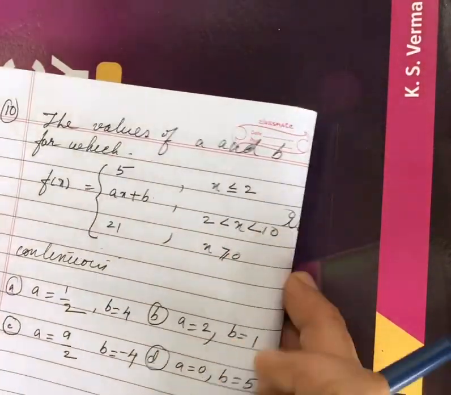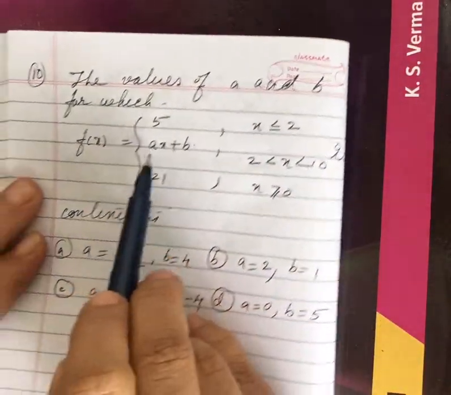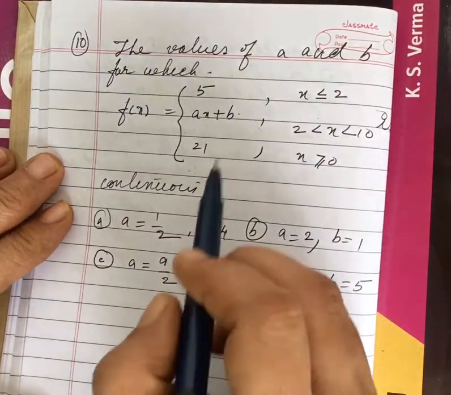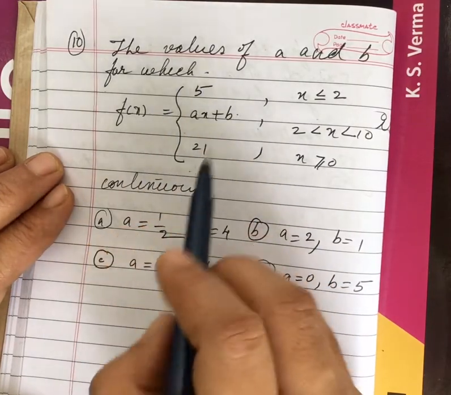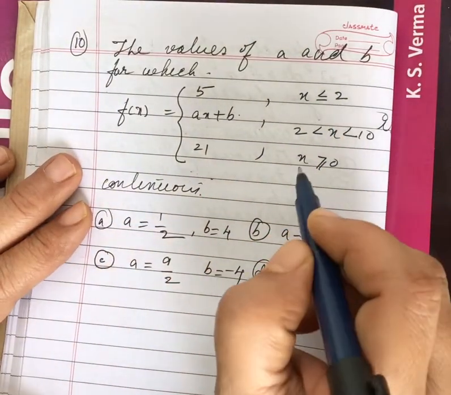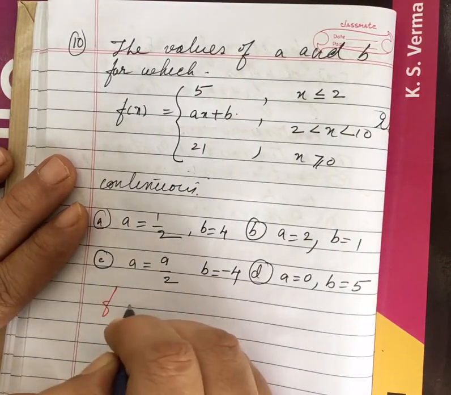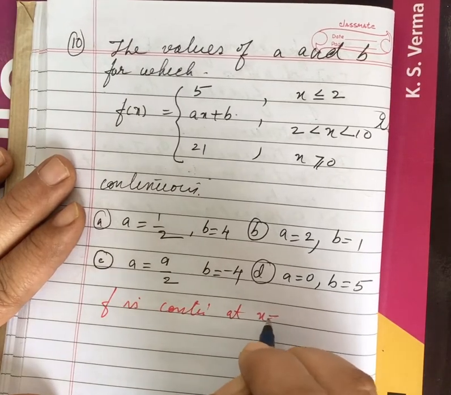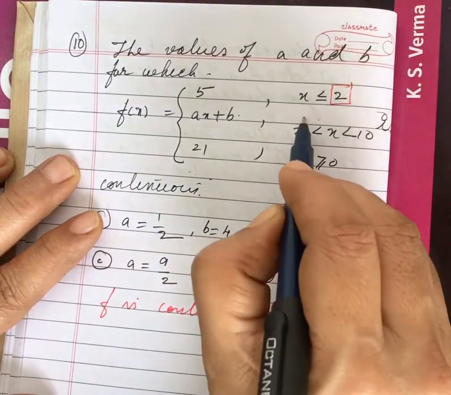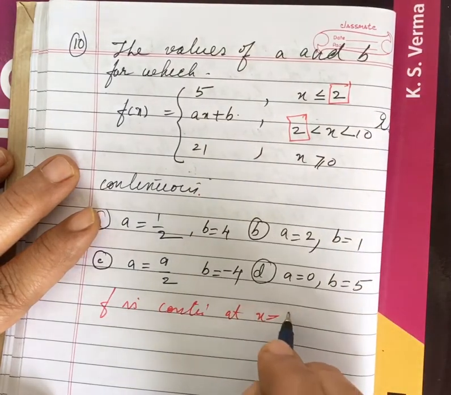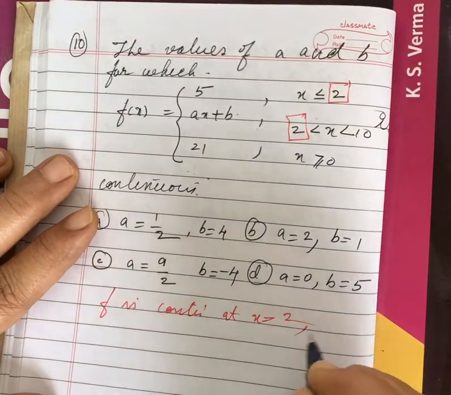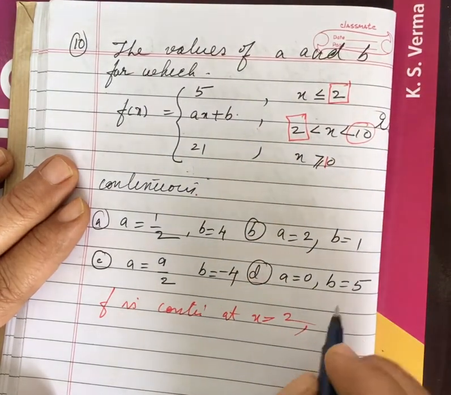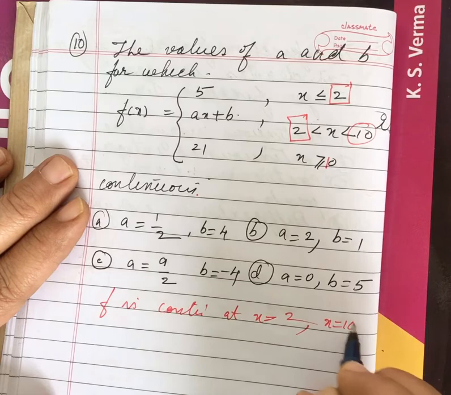The values of a and b for which this function is continuous. So what you will do is, it is given only continuous, and you have to take some point. Continuity is a point property, so you consider that f is continuous at x equal to, which are the points you have to consider, this is a suggested point, x equal to 2 you have to consider, and also we have to consider x equal to 10. These 2 points continuity you consider.